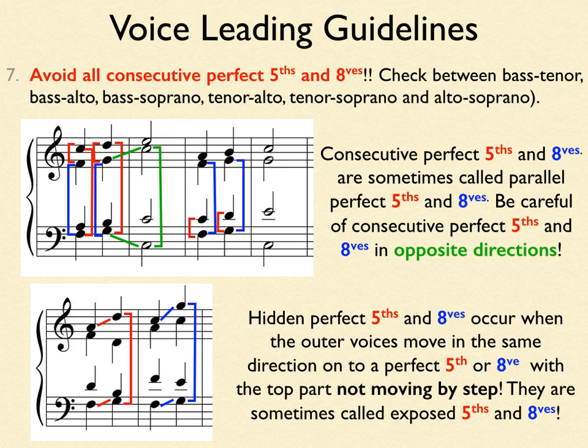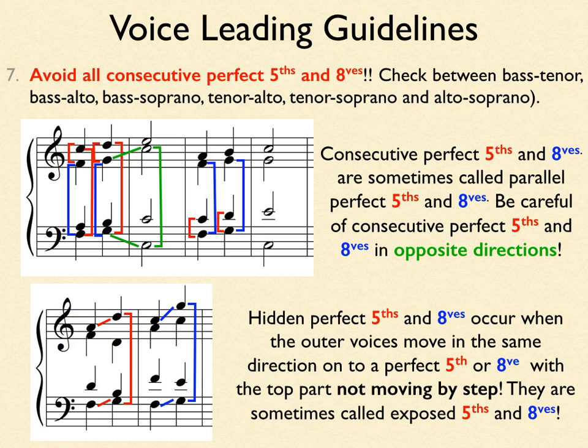Again, you can see the hidden perfect octaves this time in that second example. You can see that the bass note is moving from an F to a G, and the soprano line is moving from a C to a G, and between the bass and the soprano is a G. So again, it's between the outer voices. They're both moving in the same direction, and the top voice is moving by a leap.